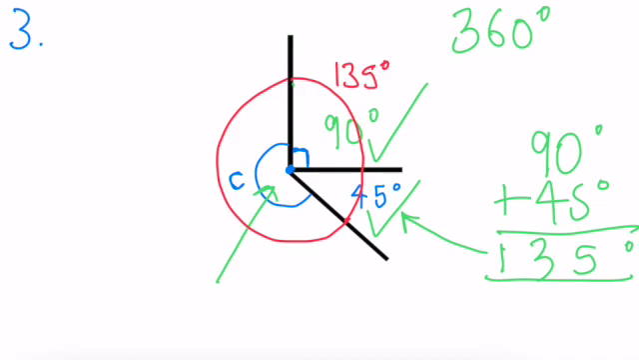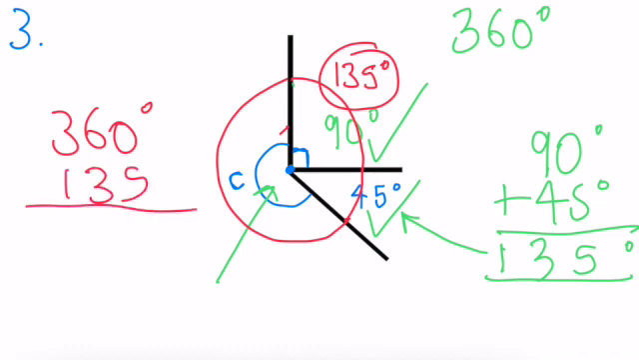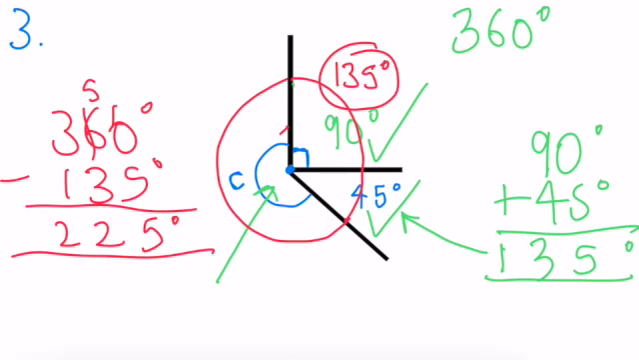We want to work out what C is. So if we do 360, take away 135. That will give us our missing angle C. 0 take away 5, we can't do that. So 10 take away 5 is 5. 5 take away 3 is 2. And 3 take away 1 is 2. So it's 225 degrees. That's what angle C is. Because if we do 225 add 135, we'll get 360.